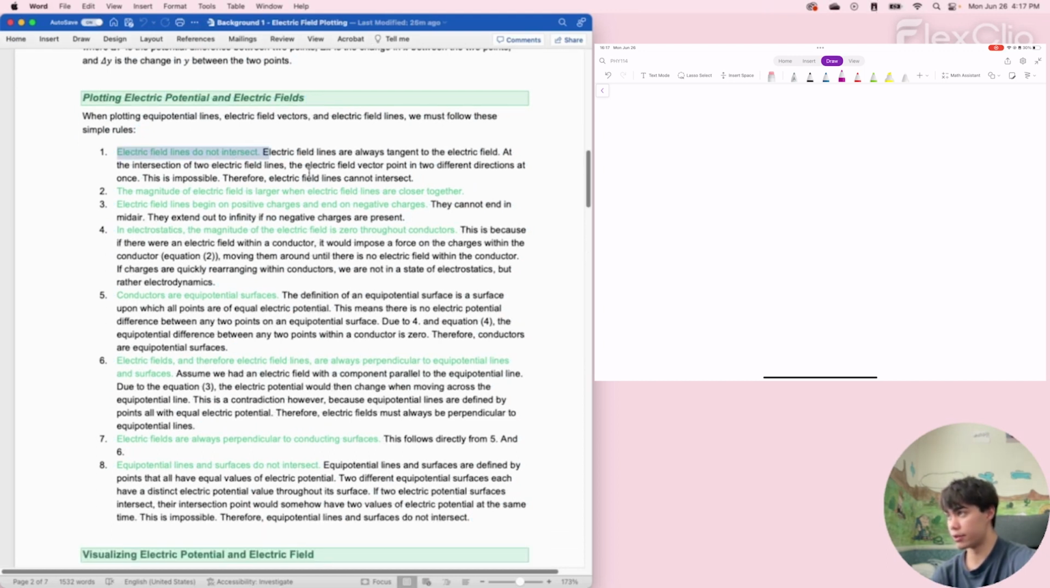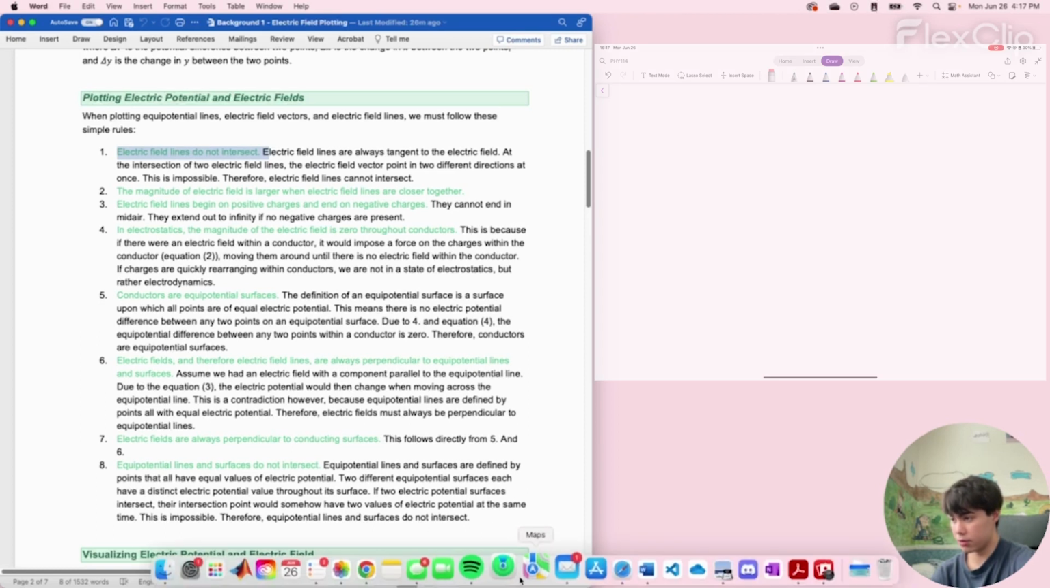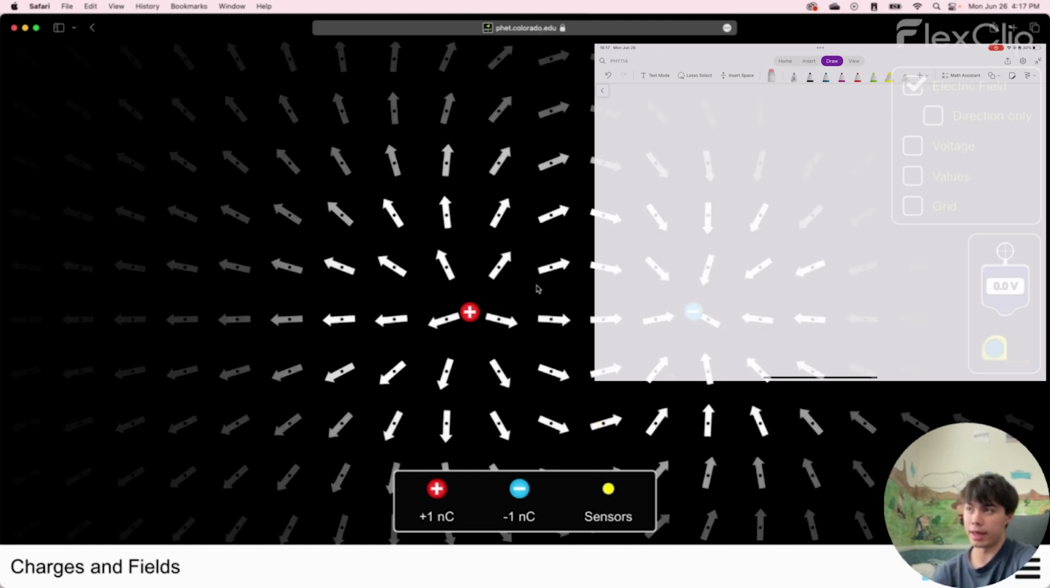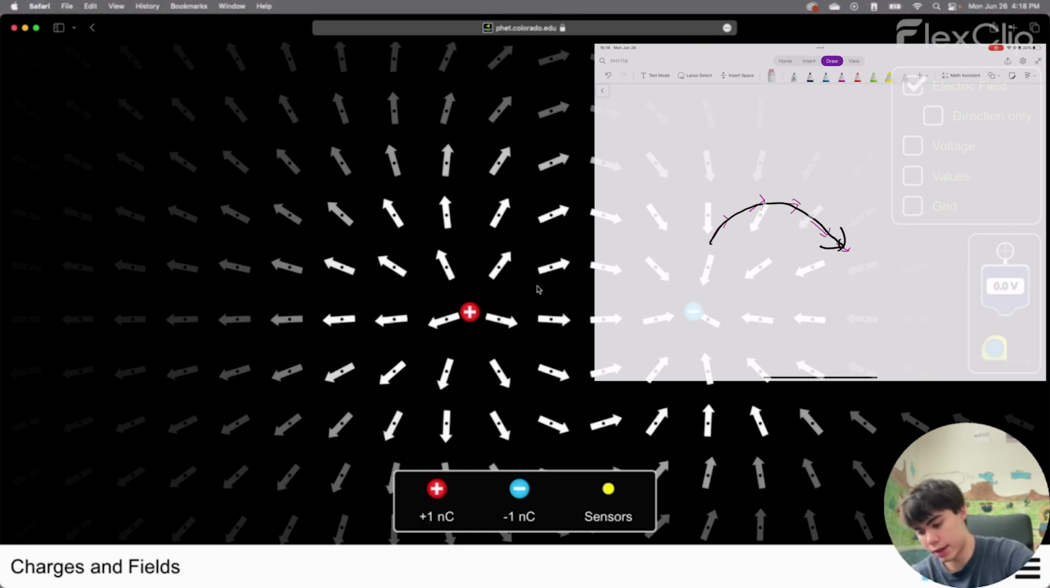Electric field lines do not intersect. Why? Because if we look back at our thing, electric field vectors always point in a direction, right? So let's say they're pointing in this direction, and then the electric field line points in the same direction as the electric field vector. Always, always, always. That's what the electric field line comes from.